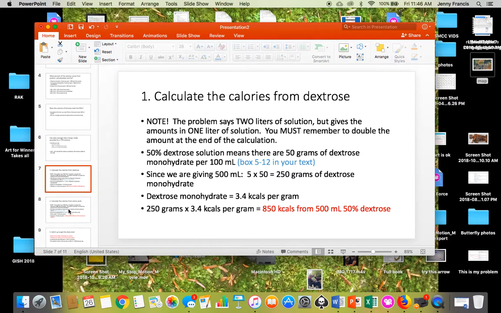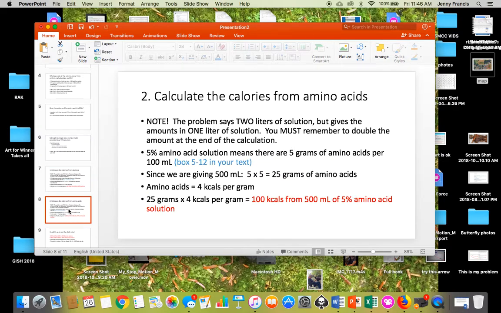So the calculation for amino acids is very similar. Again, just a reminder that this is saying that they get 2 liters of solution, so we're going to need to double at the end.